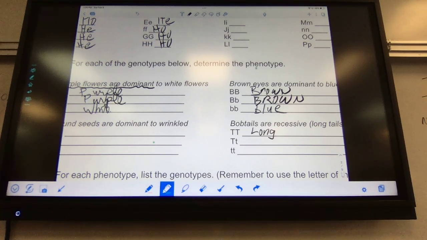This is a long tail. This is a long tail. Homozygous dominant or heterozygous, as long as you have one dominant gene, you will show the dominant trait. The only way to show the recessive trait is if you have two recessive genes, and so this is short.